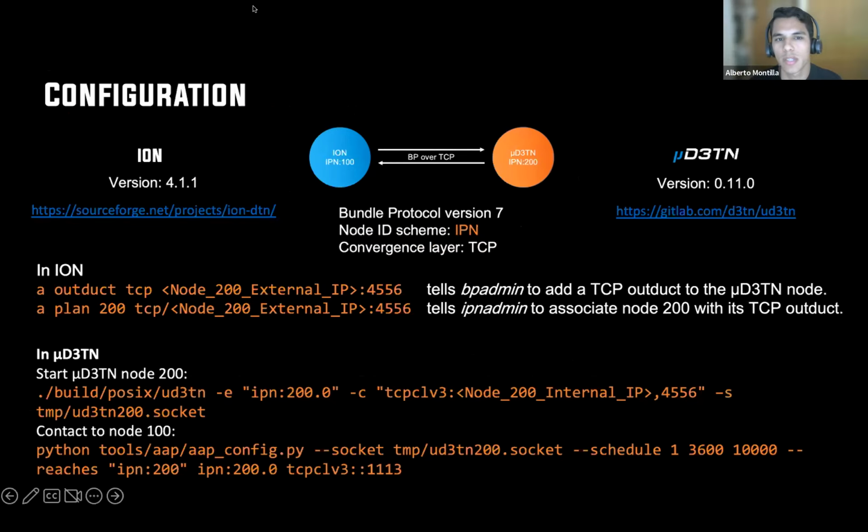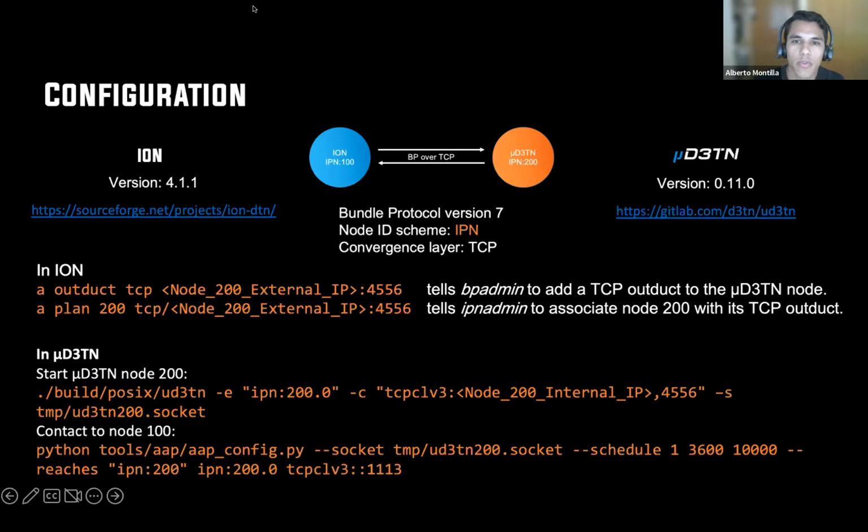So with this part of the presentation, I would like to introduce some key technical aspects of the tests we ran, starting with the configuration of the nodes in the network. For these tests, a very simple 2-node network was created. The bundle protocol version used was the latest, version 7. And as mentioned, MicroDTN recently began supporting the IPN scheme. As ION already supported it, this was the node ID scheme used. And the TCP convergence layer was used, as both ION and MicroDTN supported it.